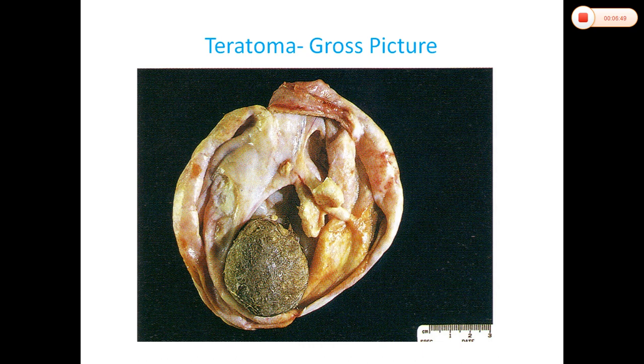Teratomas are of two types. Mature teratoma is benign and immature teratoma is malignant. This is the gross picture of open mature cystic teratoma of ovary. It is also called as dermoid cyst. Note the presence of tuft of hair along with sebaceous material and tooth.